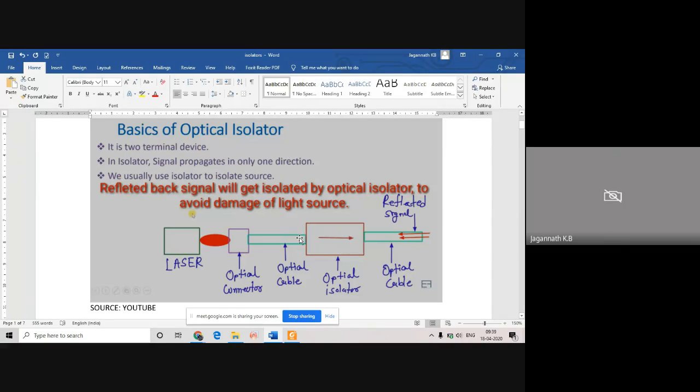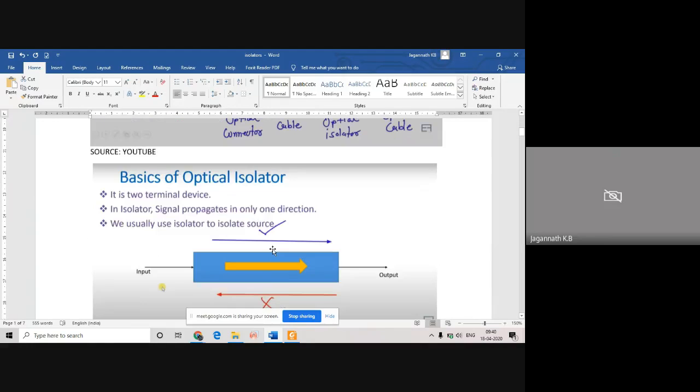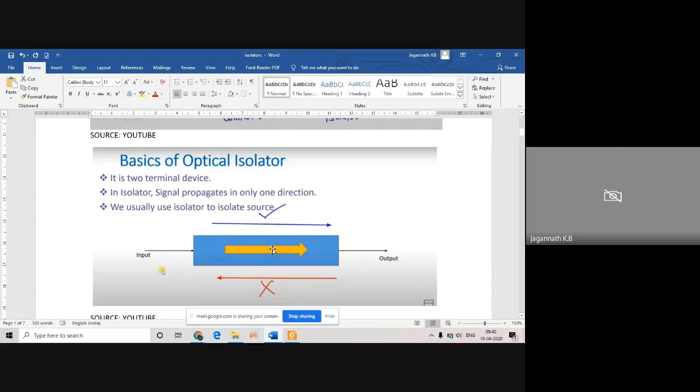We don't want, when you send the data from the laser source towards the optical fiber at the receiver, that there is a chance your data may come back. The reflected light may come back. Sometimes you'll get reflected data that may affect your source. To avoid that, we go for the optical isolator. So the optical isolator is a two-terminal device. Input will be there, output will be there. All the data will move in only one direction. This arrow represents that data moves in only one direction, and the other direction it blocks.